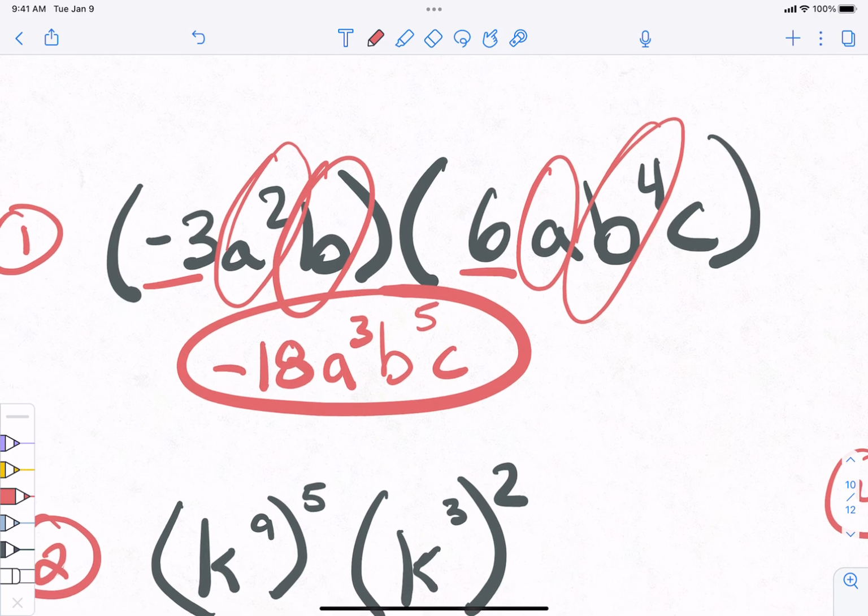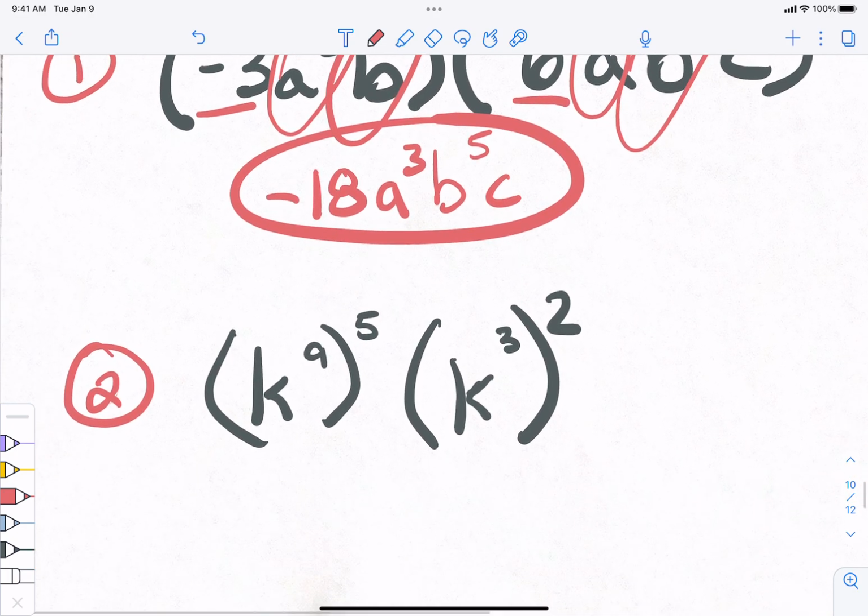All right, let's try the next one. Here's the next one if you want to write that one down. Number 2. K to the 9 times K to the 5, K to the 3 times K to the 2. Okay, I know the answer now. Give me a minute, I'm still writing it down.